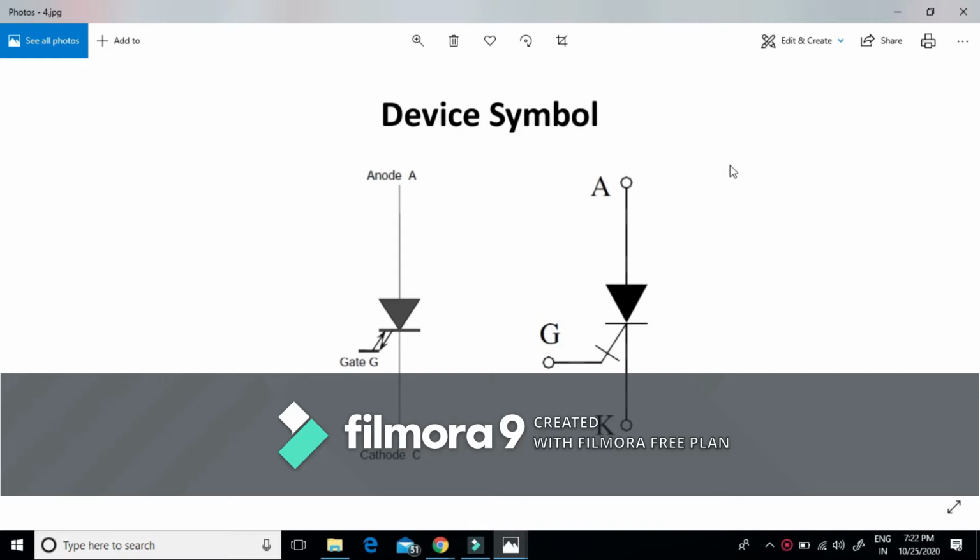As already explained in the previous lecture, GTO is a three-terminal bipolar device. By bipolar, we mean that in GTO, the current is due to both majority as well as minority carriers. This GTO is a three-terminal, four-layer PNPN device like a thyristor. This means it has an anode terminal, a cathode terminal, and a gate terminal.